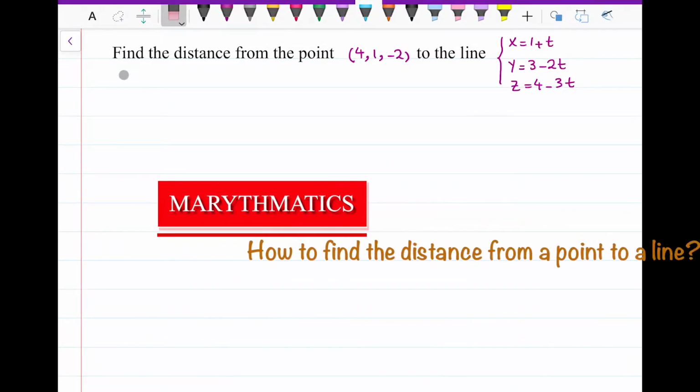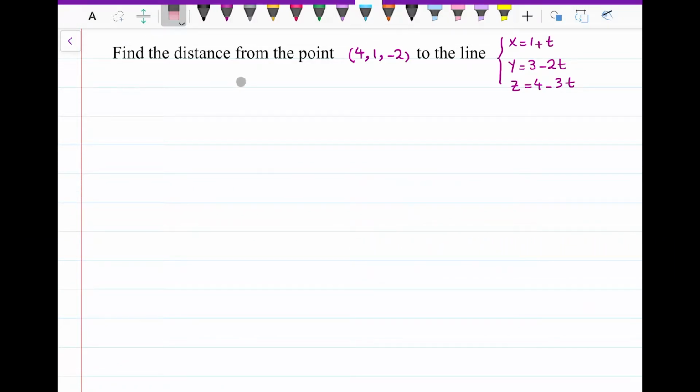In this video, I would like to find the distance from the point (4, 1, -2) to the line x = 1 + t, y = 3 - 2t, and z = 4 - 3t. The parametric equation of the line is given, and the point with 3 coordinates, emphasizing that the point is in space. Okay, so first I'm deriving the formula for the general case, and then we apply the point and the line into the formula.